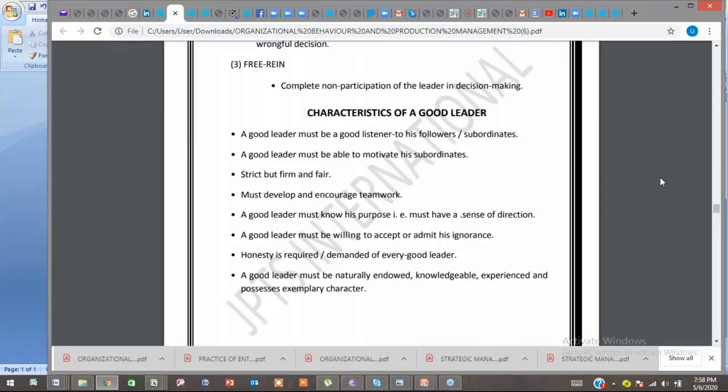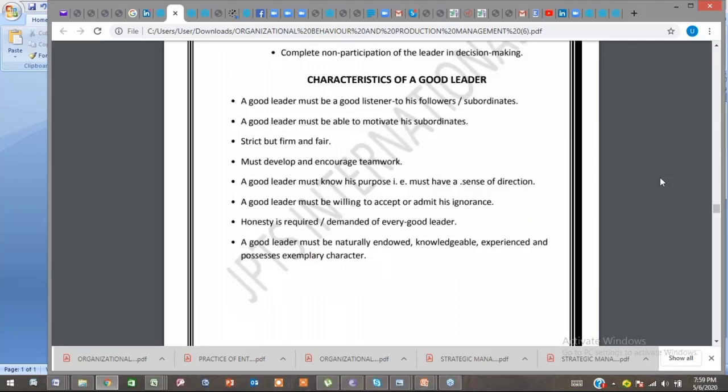Characteristics of a good leader: a good leader must be a good listener, so his followers must listen. I don't know if Buhari is listening to Nigerians, but a good leader must listen because you are leading people. A good leader must be able to motivate his subordinates. Strict but firm and fair. A good leader must be strict, but he must be fair. Must develop and encourage teamwork. A good leader must know his purpose. A good leader must be willing to accept or admit his ignorance.